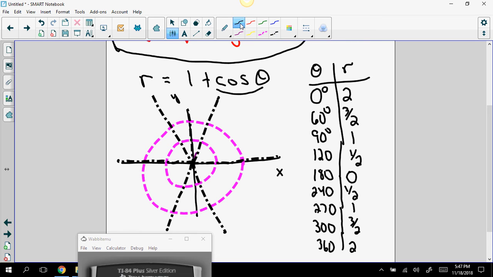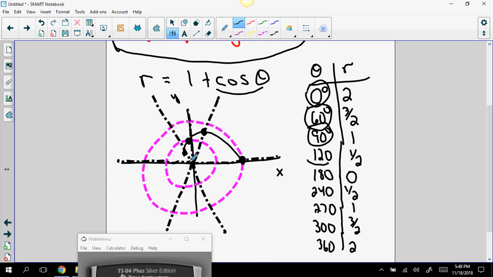Okay. Now you turn and burn 0. Here you are. You measure 1, 2. You turn and burn 60, and you measure 1.5. You turn and burn 90, and you measure 1. So this thing is coming around like this. Turn and burn 120, and you measure 1/2.